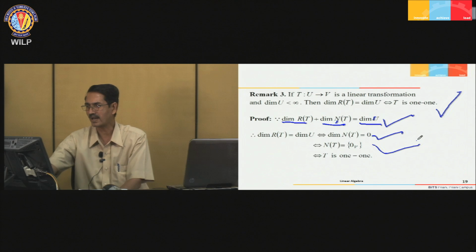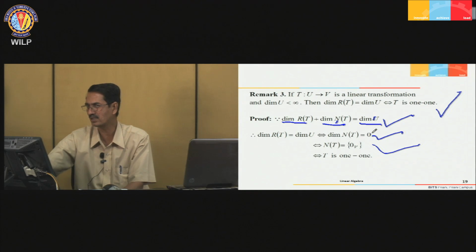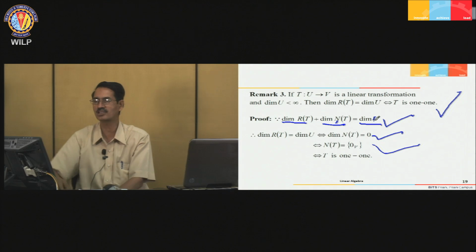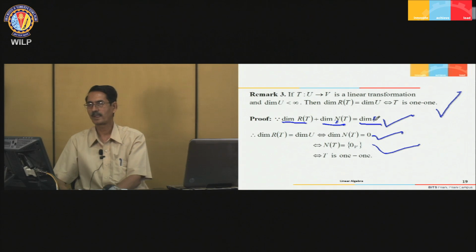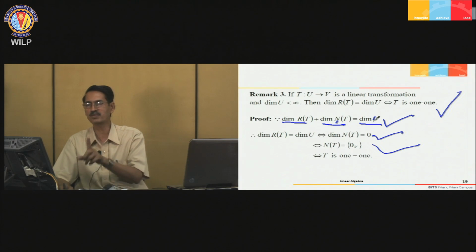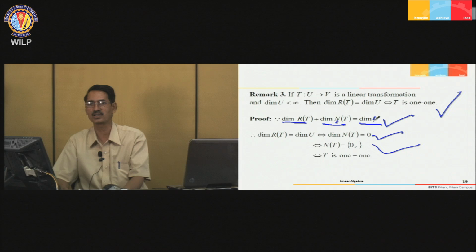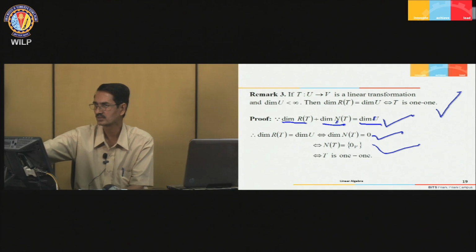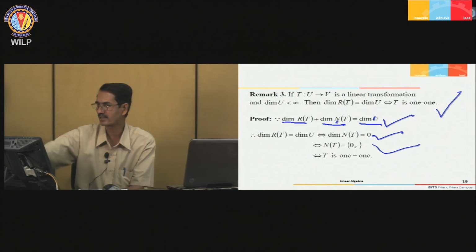So dimension of RT is equal to dimension of U if and only if dimension of null space of T is equal to 0. It follows from the rank nullity theorem, and therefore if and only if null space of T consists of the single element, that is the 0 element of the vector space V, if and only if T is 1-1. So this remark is also equally important.